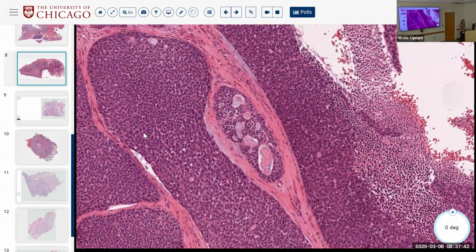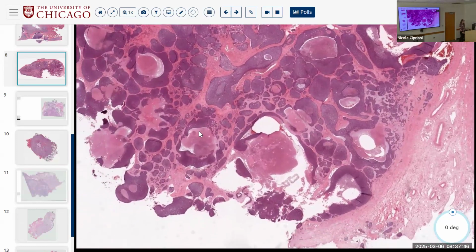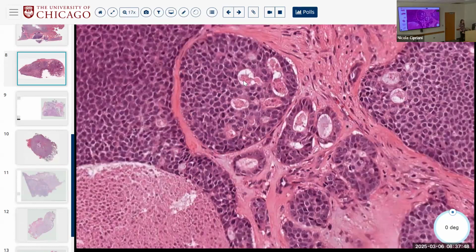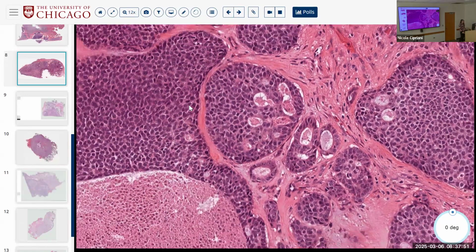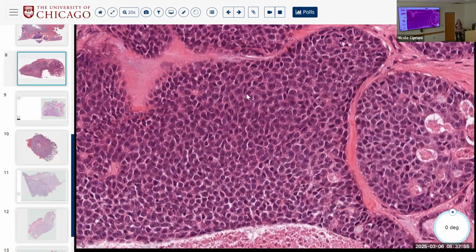So if you were to do your P40 and c-KIT, you might be able to prove biphasicity in some of these more cribriform areas. But in the solid areas, these are generally monophasic. They can be monophasic epithelial, c-KIT, or monophasic myoepithelial, P40. But in general, because the morphology of the epithelial and myoepithelial cells in adenoid cystic is quite similar, you may not be able to make that distinction on H&E alone.